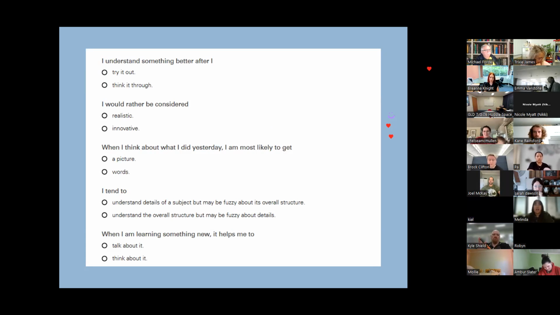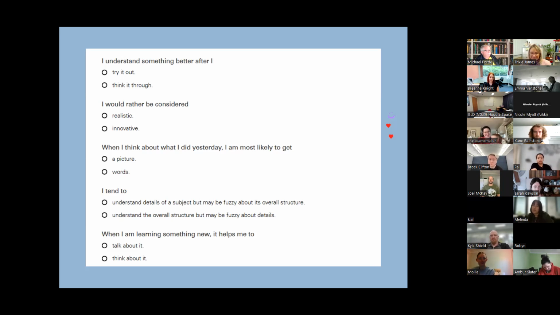So don't overthink this. Don't over worry about this. Just read it and think the first thing that comes. So these are some examples where it's one or the other. I understand something better after I try it out, think it through. Just the first one that comes to your mind, I'd probably say, try it out, like to have a go, fiddle with it a bit, and then take a step back. Whereas I know other people might like to do the opposite. They want to think it through before they break it.